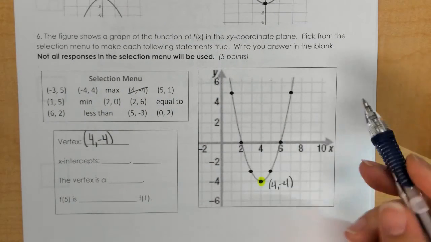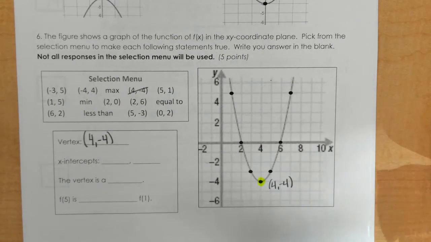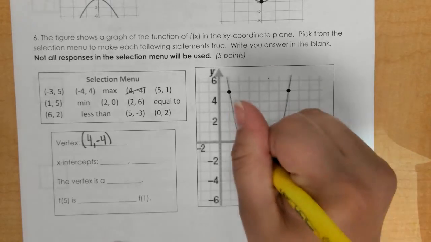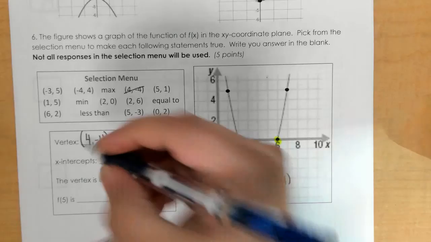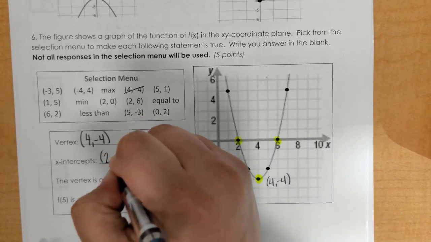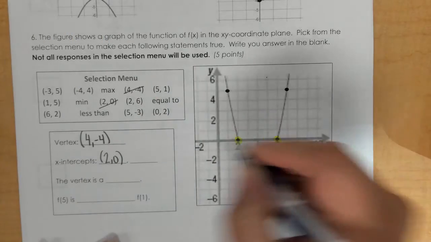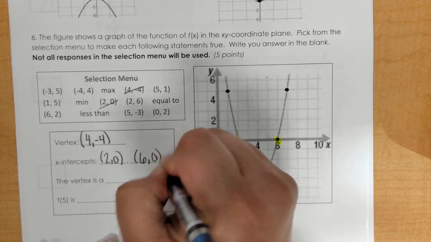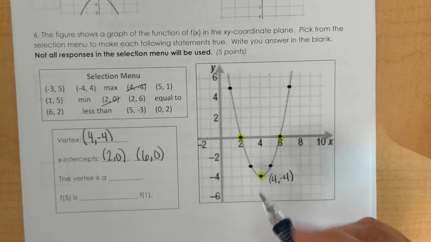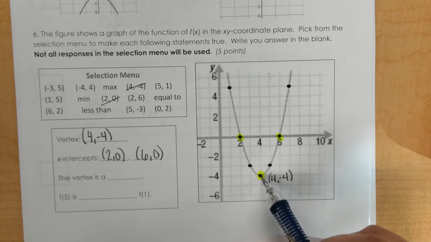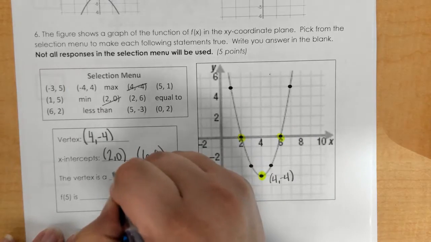My x-intercepts, okay, here's the x-axis. So my x-intercepts are these 2 points right here where it crosses the x. And that would be 2, 0, and 6, 0. The vertex is a blank. So is it a max or is it a min? And it's a min because it's a low point.